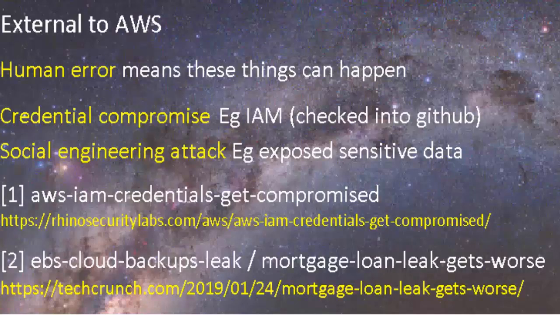External to AWS are the things that are under our control. As humans, we make mistakes. High on the list of these issues are what's known as credential compromise and social engineering attacks. This is where the Krypto Manager source code can help. The links below illustrate related issues to AWS.